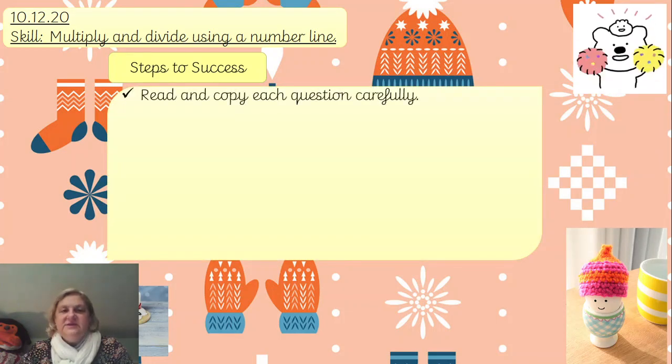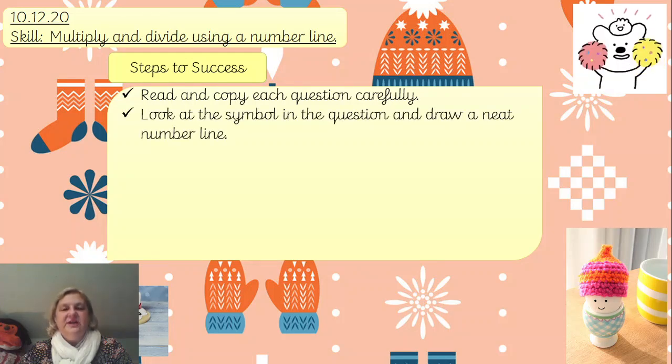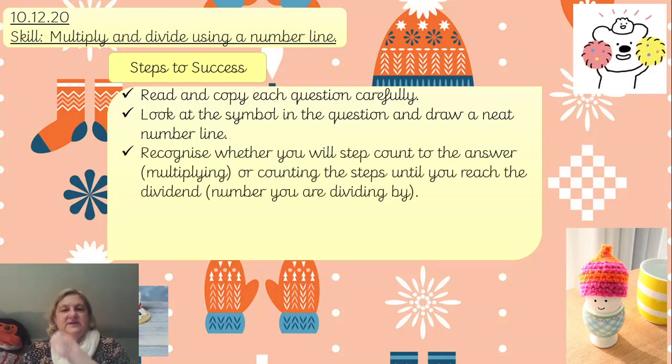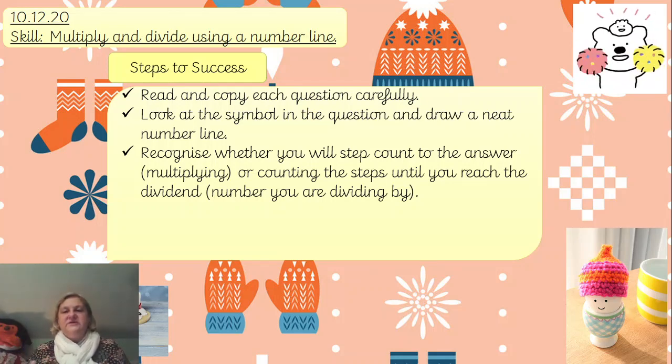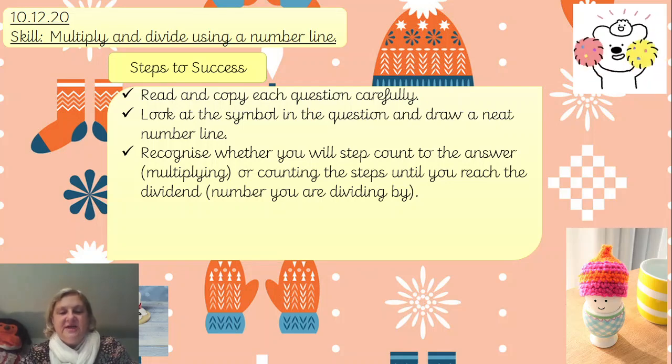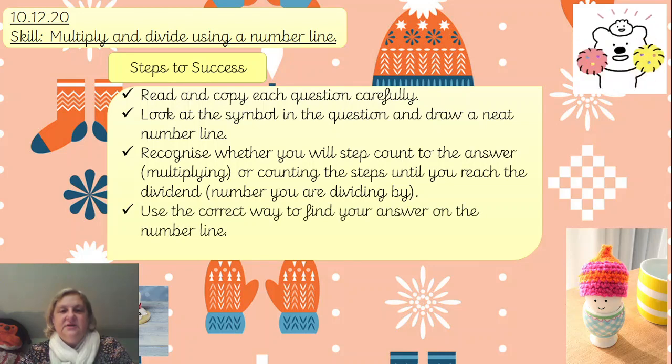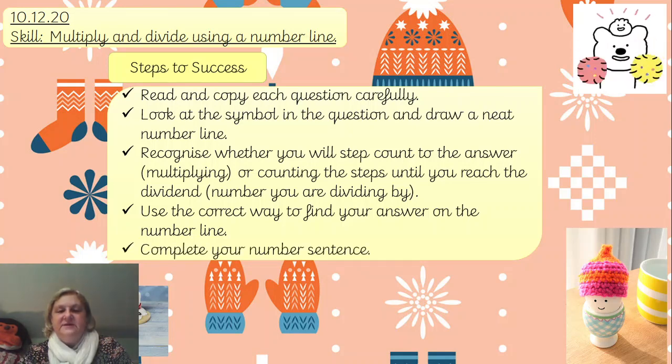That's very cute. Read and copy each question carefully. Look at the symbol in the question and draw a neat number line. Recognise whether you're going to count to the answer up to your multiplying, or count those steps until you reach the dividend. I always find that one slightly easier to go past or not jump far enough. So just keep checking that you're counting those steps to the right value, and then you either count the jumps or you reach the answer, and then you're going to complete your number sentence.